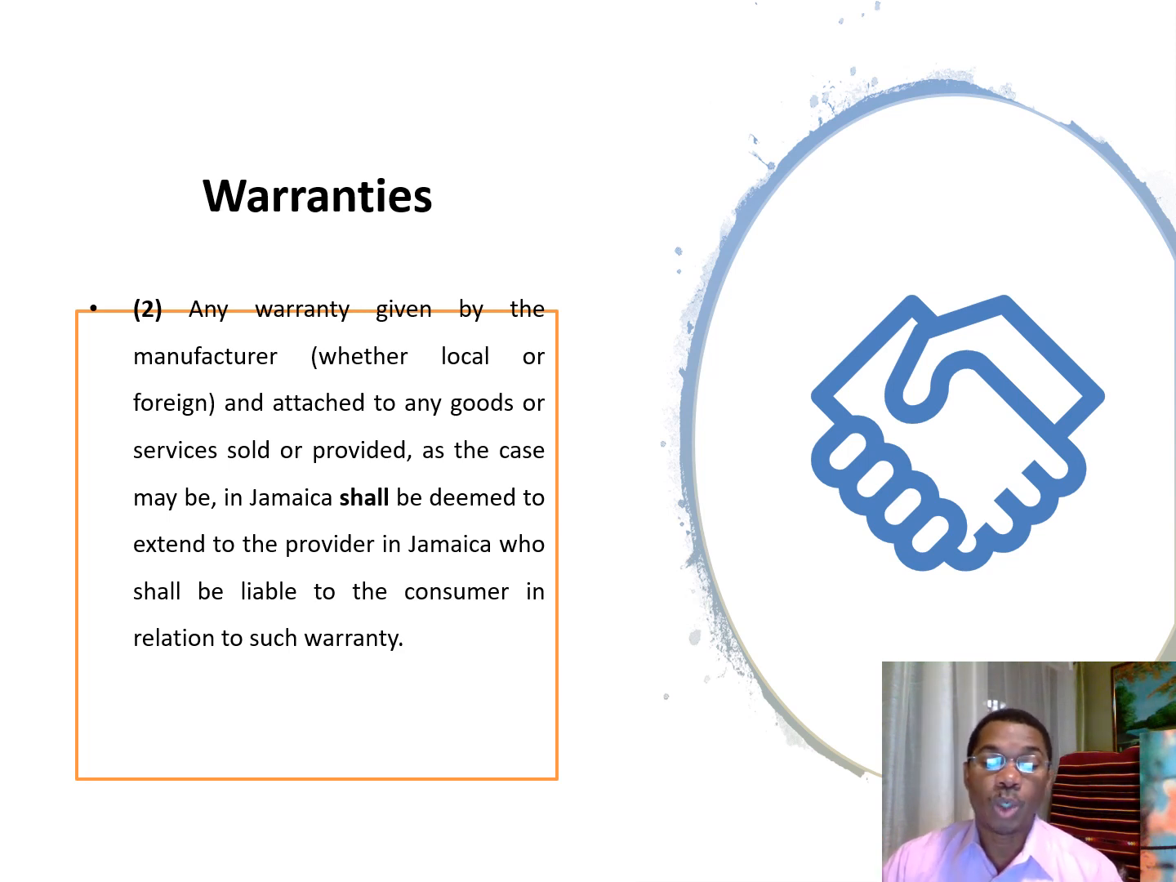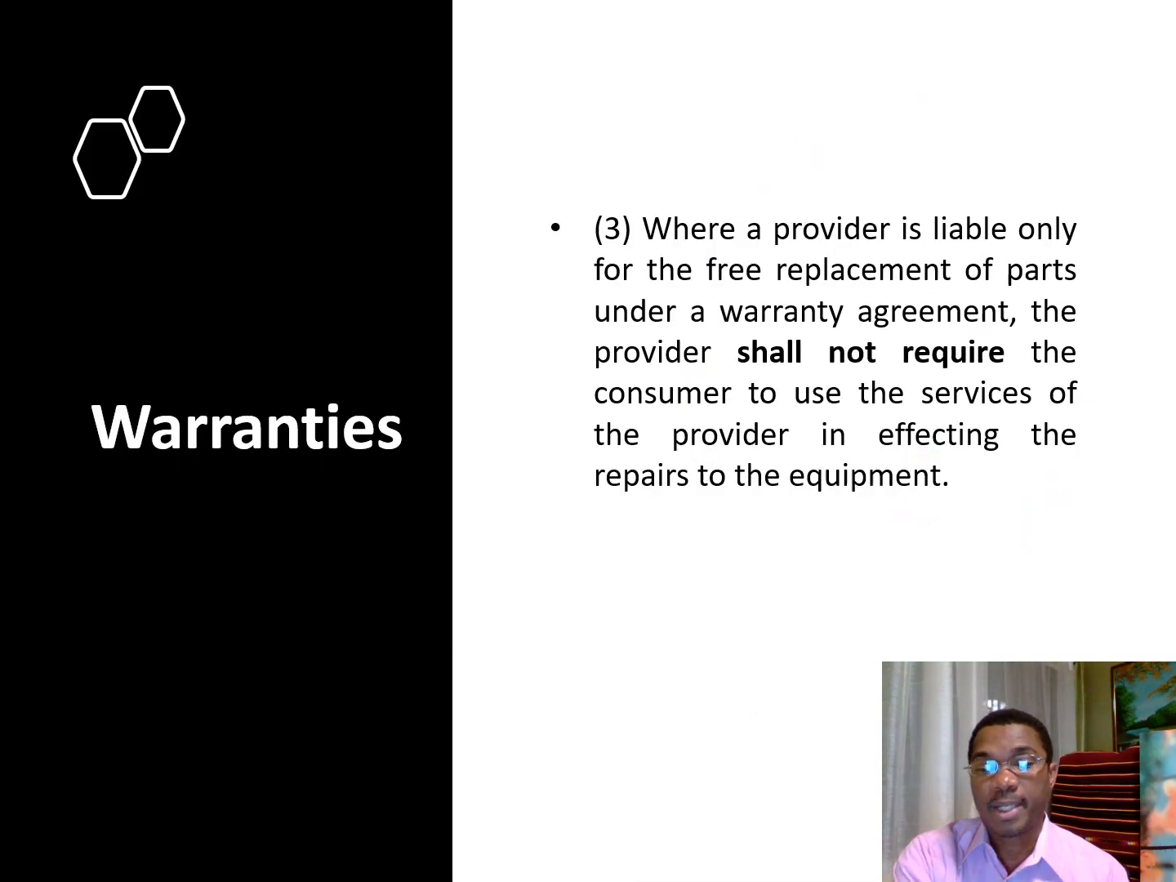So not only are local service providers and suppliers of goods to provide warranties, if they import these goods, then they should ensure that warranties are provided by the manufacturers, and those warranties will be applicable here in Jamaica as well. So the provision continues with subsection 3, which says that where a provider is liable only for free replacement of parts under a warranty agreement, the provider shall not require the consumer to use the services of the provider in effecting the repair to the equipment.